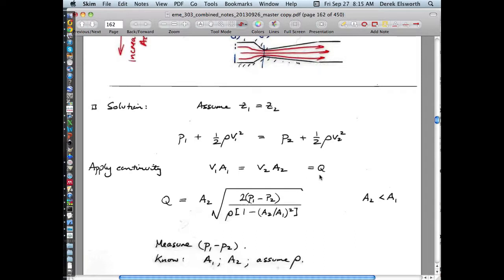It's the volumetric flow rate because it's an incompressible fluid in this particular case, so we don't have to care about density. You could multiply, of course, both sides by density if you wanted to, and then this would be the mass flow rate.